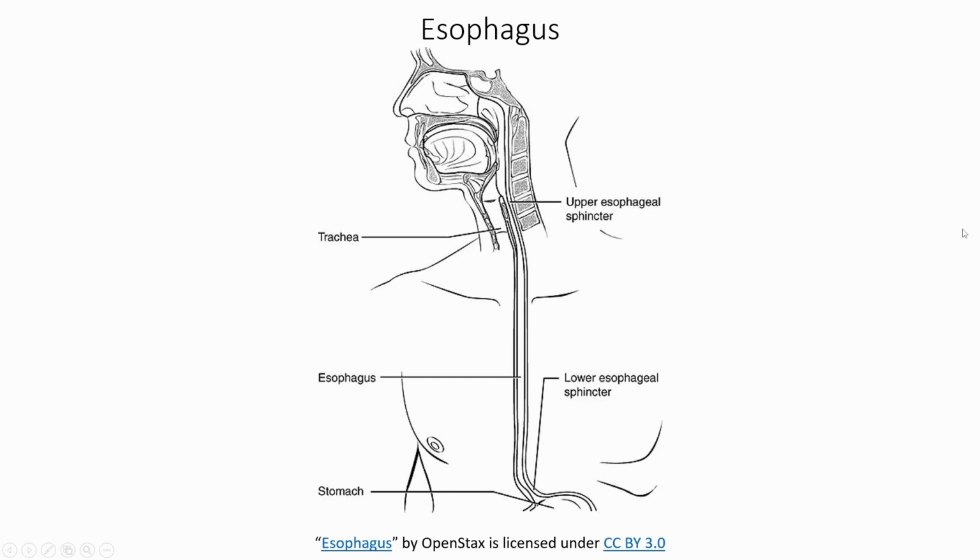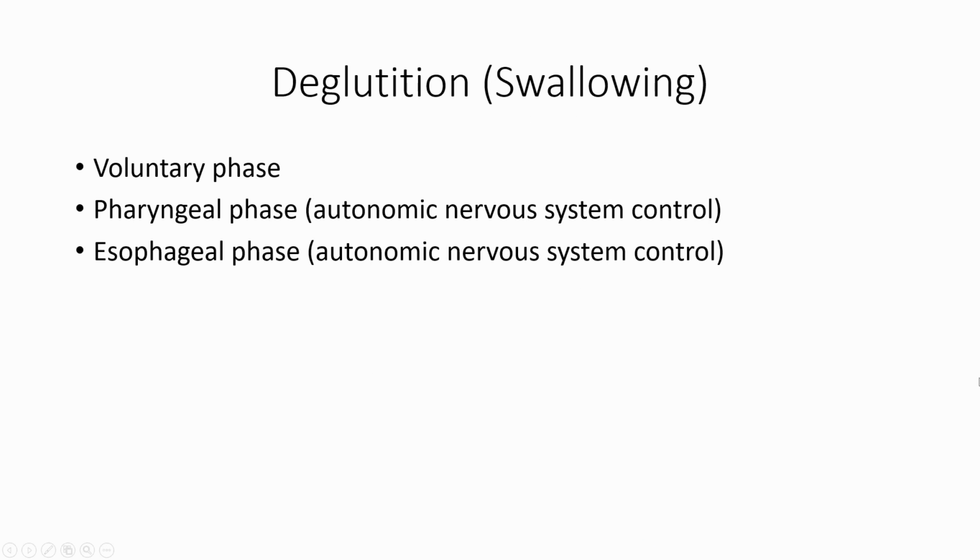If we look at where we have the sphincters, here is the upper esophageal sphincter up in the throat area. The lower esophageal sphincter is going to be down right near the stomach. And so this is where we're going to get into what we call deglutition, which is just swallowing. There is a voluntary phase and then two sides to the involuntary phase, which is the pharyngeal and the esophageal phase. Both of which, again, are involuntary. It's part of the autonomic nervous system response.